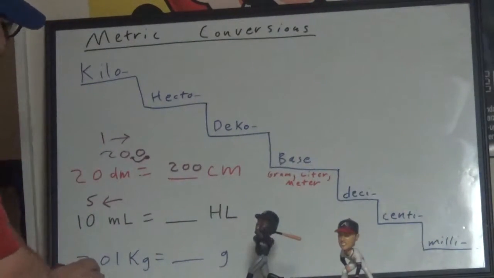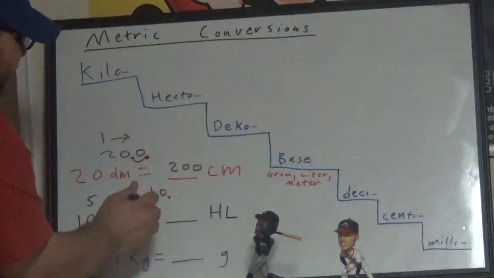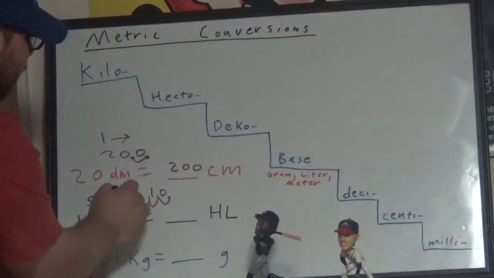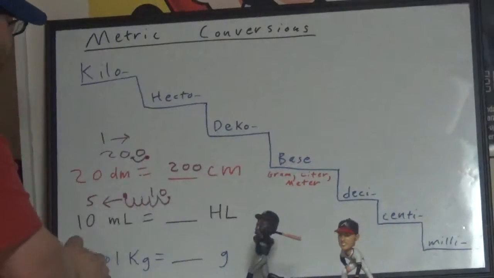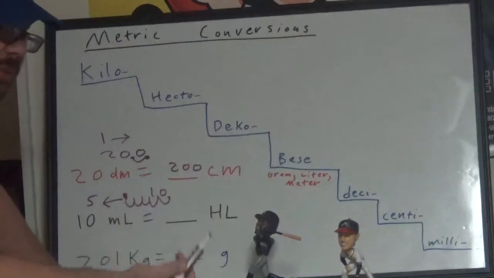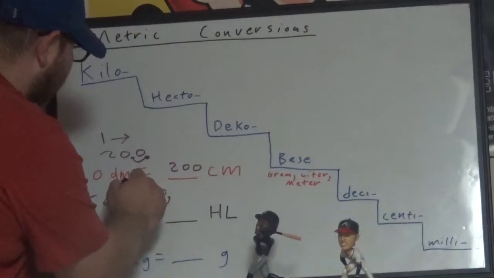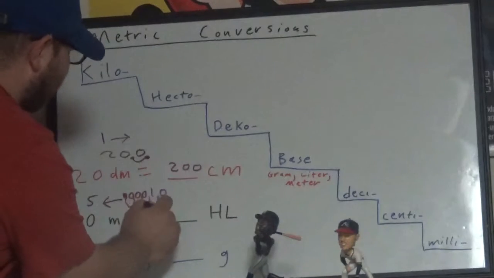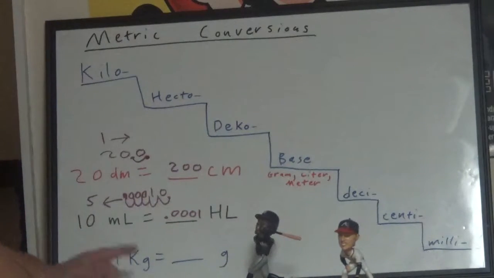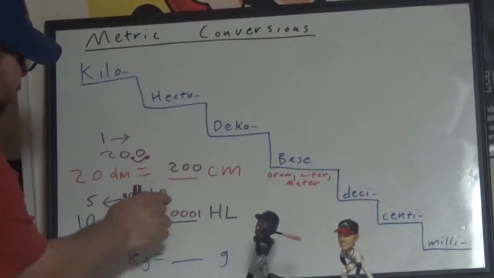Now, 5 to the left. Well, notice our 10. Remember, our decimal is still at the end of the 10. If I move it 5 places, 1, 2, 3, 4, 5, now I'll move my decimal here. But again, we have empty places. What do we put in? Of course, we put in zeros. So we have 0.0001 hectoliters.